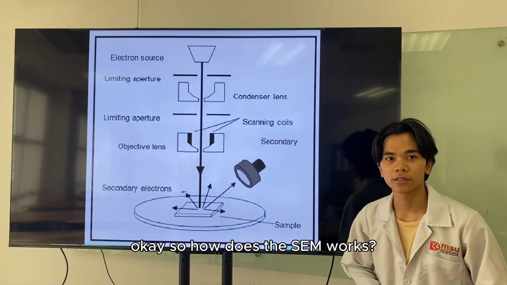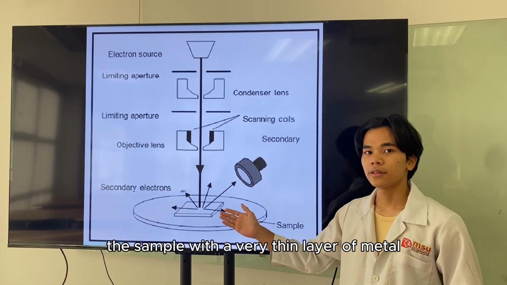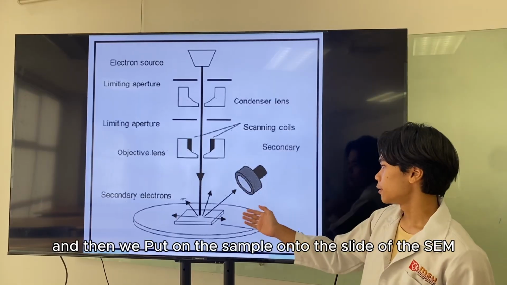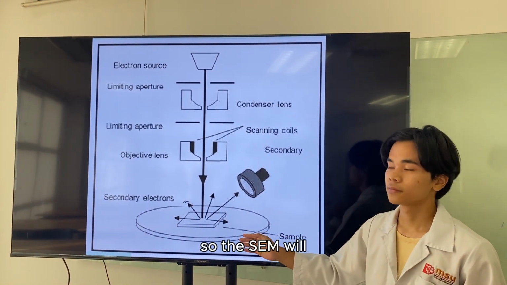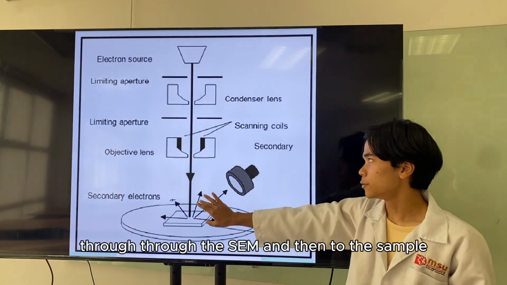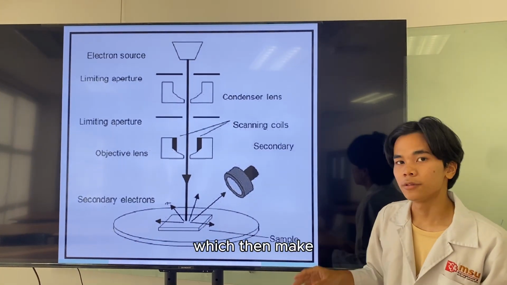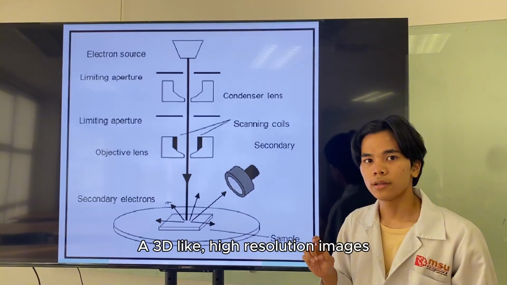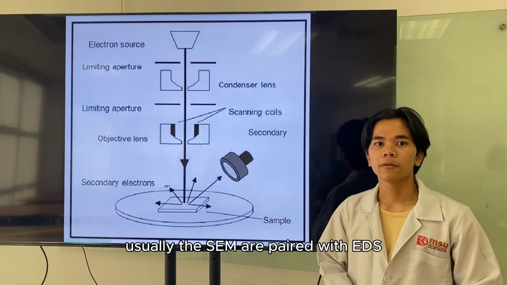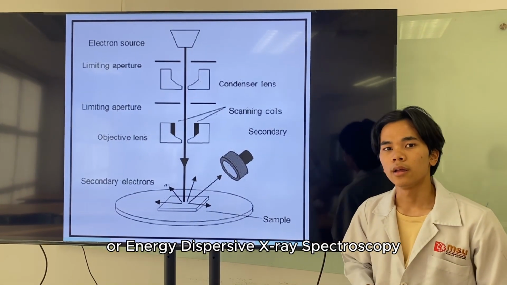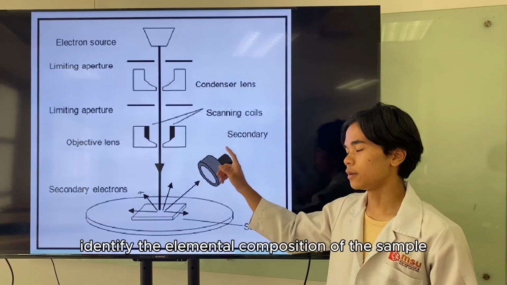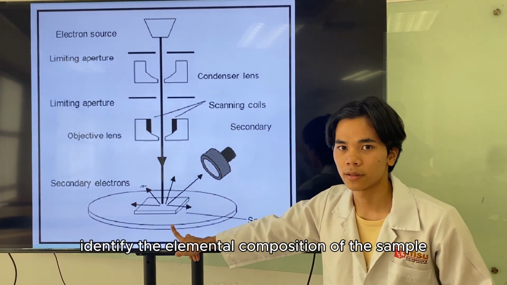Okay, so how does the SEM work? First, we need to coat the sample with a very thin layer of metal, such as gold, to make it very conductive. And then we put the sample onto the stage of the SEM. So the SEM will focus an electron beam onto the sample, which then makes 3D-like high resolution images that can be further analyzed. Usually the SEM is paired with EDS, or energy dispersive X-ray spectroscopy, which can identify the elemental composition of the sample.